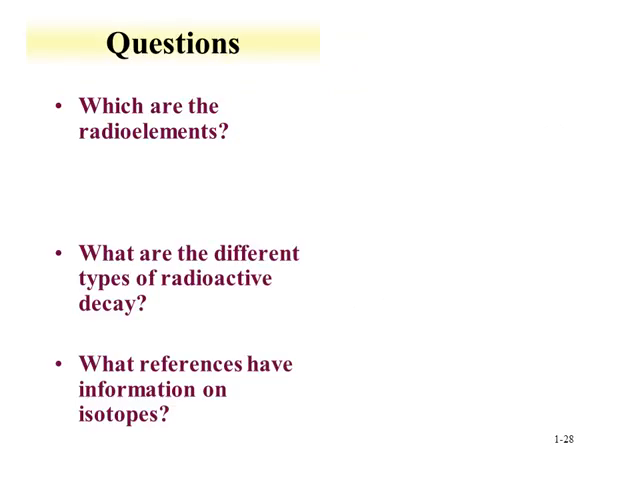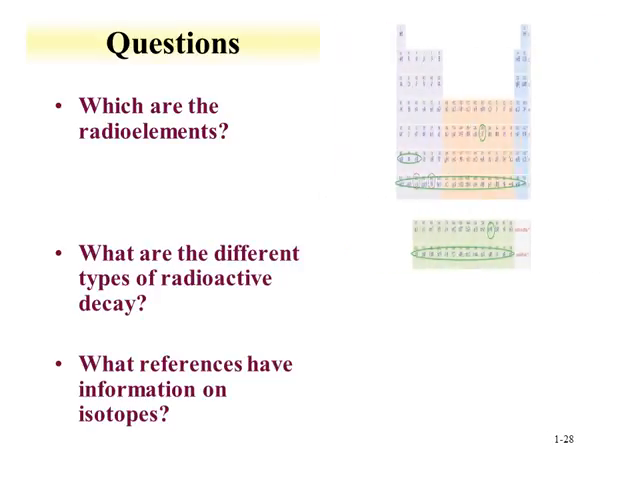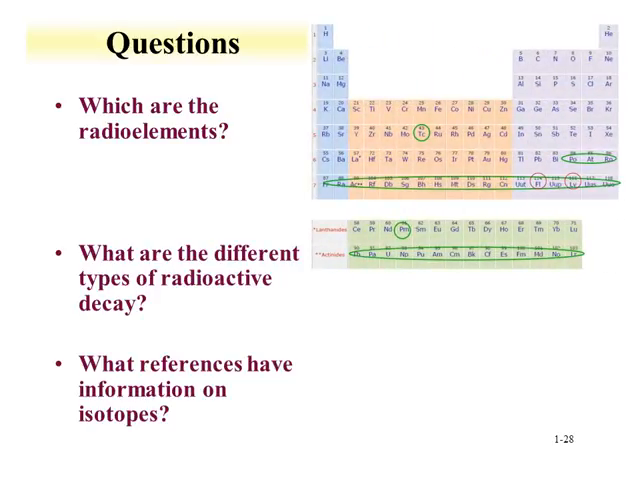Another question you should be able to answer is, what are the radioelements? If you evaluate the periodic table, there's a break in the behavior of the nuclear property of elements right around bismuth. All the elements that are heavier than bismuth, greater than 83 protons, are radioactive. So from polonium all the way up to element 118, all those elements are radioactive, and they contain the actinide elements.